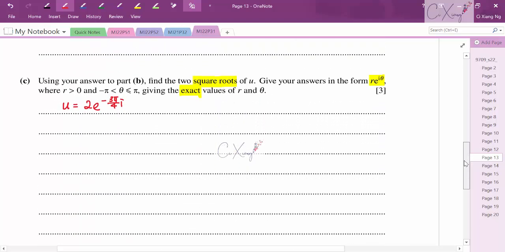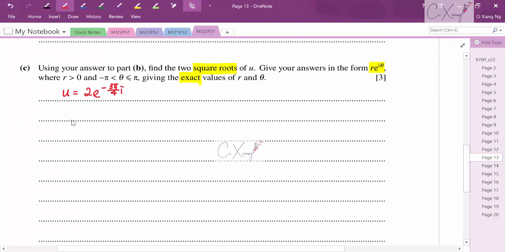To find the square root of u, first of all, we can straight away find the modulus of the square root of u. The modulus of the square root of u will be equal to the square root of the modulus of u, where the modulus of u equals 2 in part B. Therefore, I'm having square root 2. So this is the modulus of the square root of u. After that, I want to get the argument of the square root of u. For the argument, we will have two different answers. The first answer will be half of the argument of u. The argument of u is negative 3 pi over 4. So I multiply half with negative 3 pi over 4.